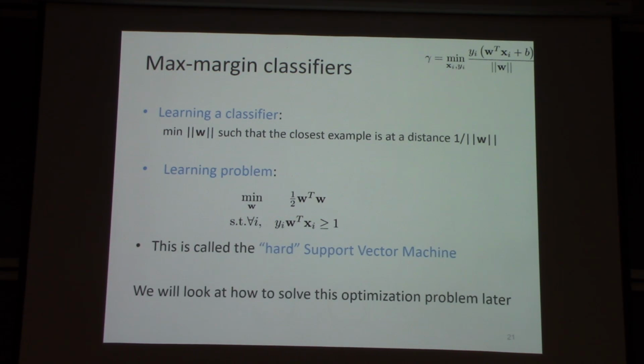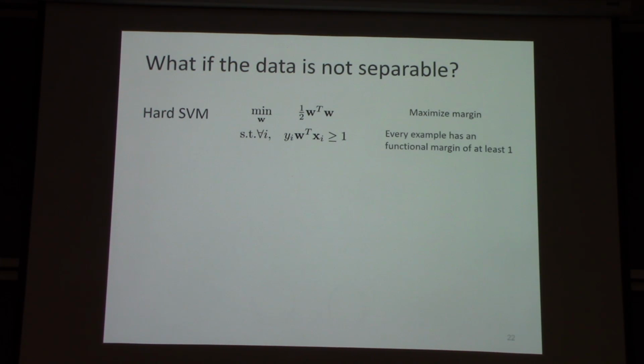So this optimization problem is called a hard support vector machine, and by hard it doesn't mean difficult, it means it does not account for noise. So far we are assuming that there is a classifier that perfectly classifies the data, so there's a hard separation between the points. We'll look at how to solve this optimization problem later. In the next lecture, Shingwan is going to cover the case where the data is not linearly separable, and that gives you the soft SVM, or what we just call SVMs.